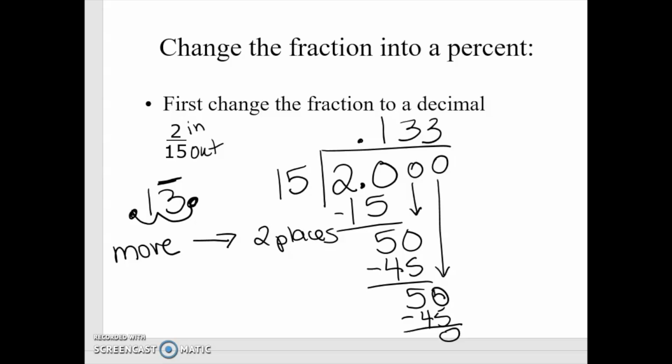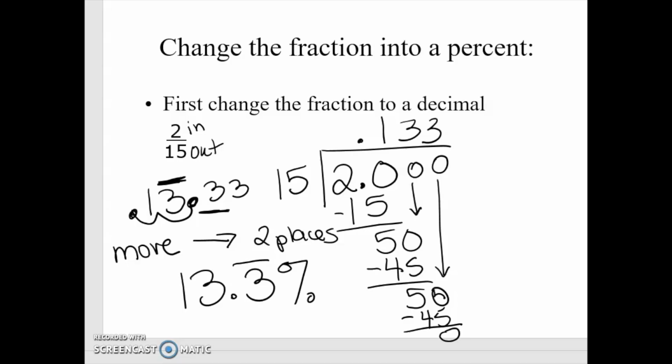Now this is where we have to think really hard. What is in this place behind the decimal? Because it is a repeating decimal, that means the 3's just continue on forever. So our answer is 13.3 repeated percent.